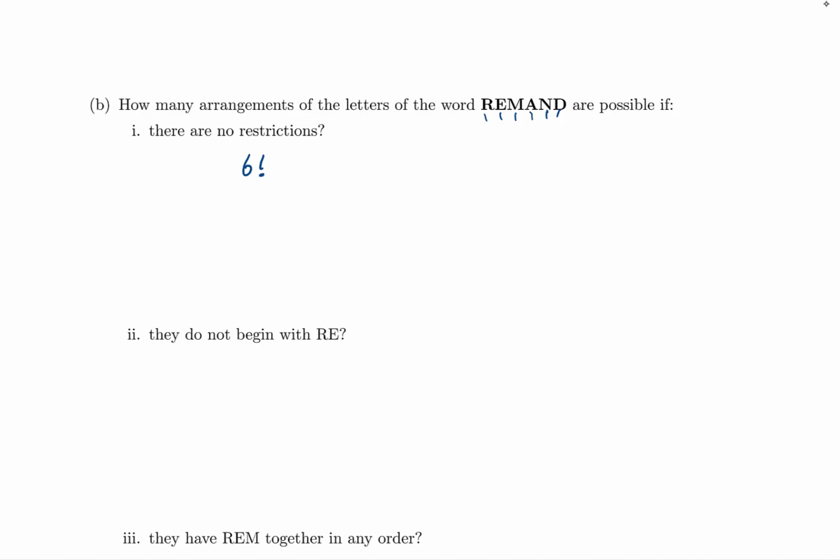Without any condition, how many different arrangements? We have 6 arrangements. But they are asking that they do not begin with RE. If they do not begin with RE, let me do it this way. RE, take this as one group, then MAND.